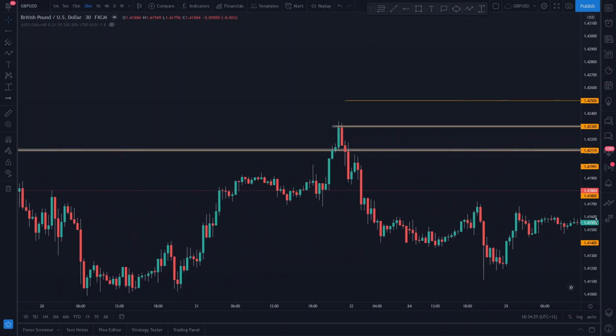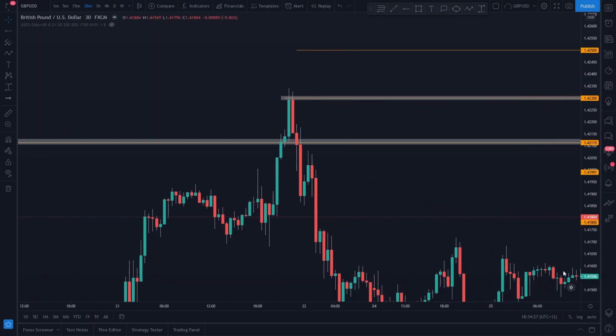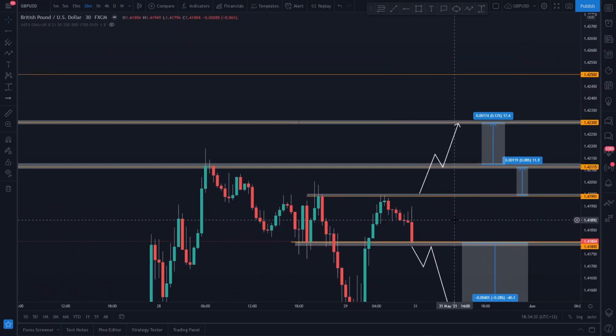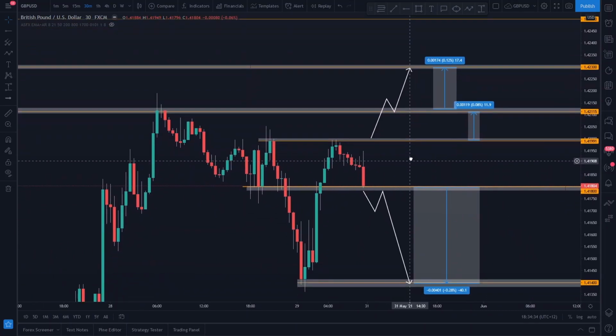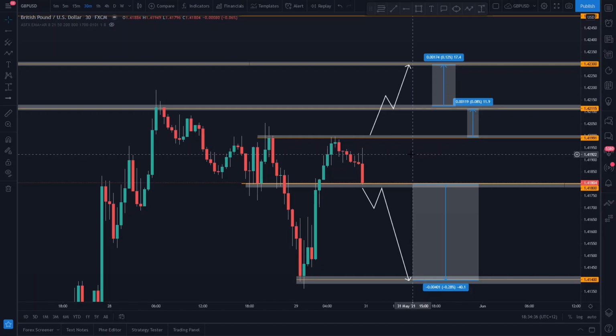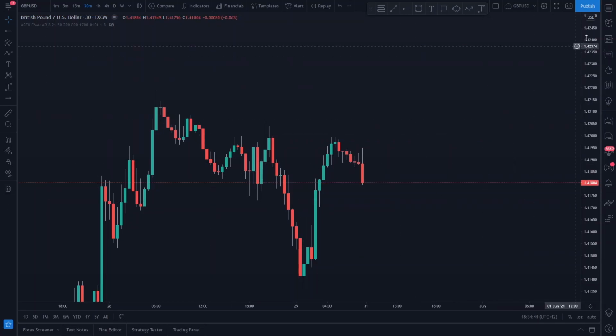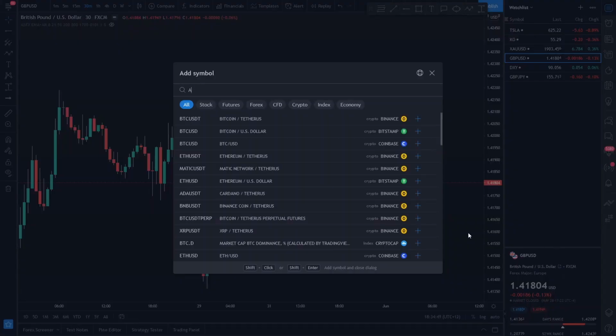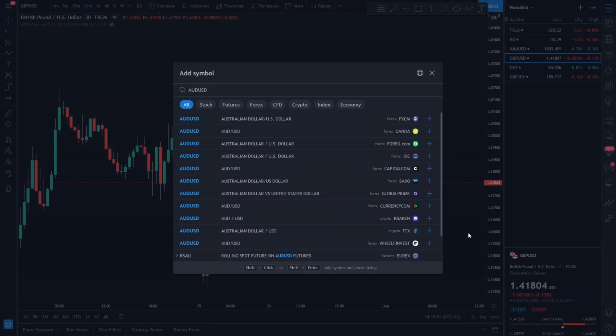That would be very detailed. So what we're doing is trying to go through all the pairs, whatever we can, mostly the major pairs, and just do the top-down analysis. So this is GU right here, and the next one we'll do is the AU. Let me just clean this up. AU, AUDUSD.